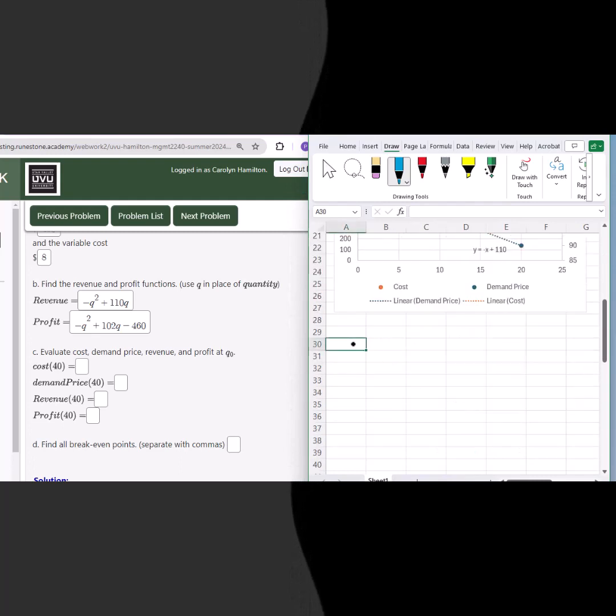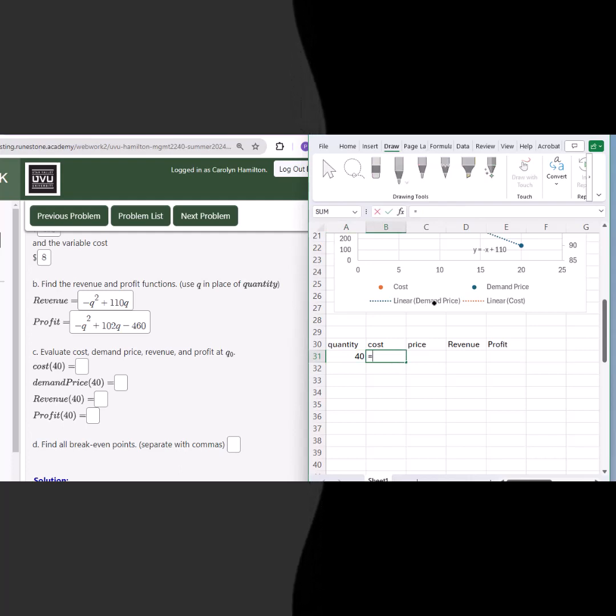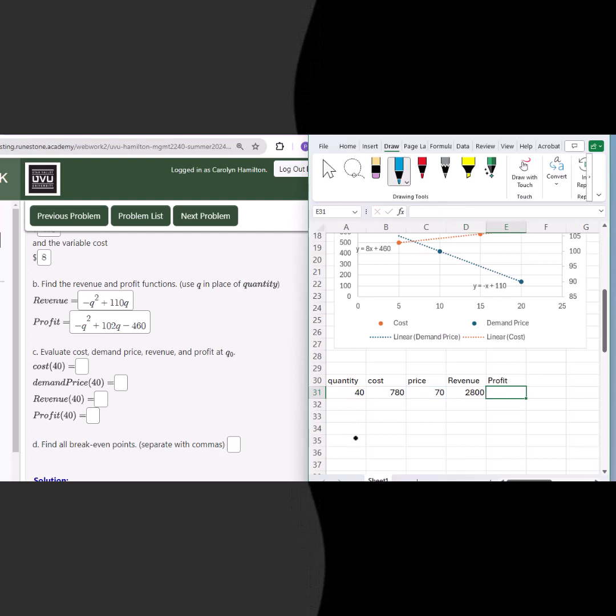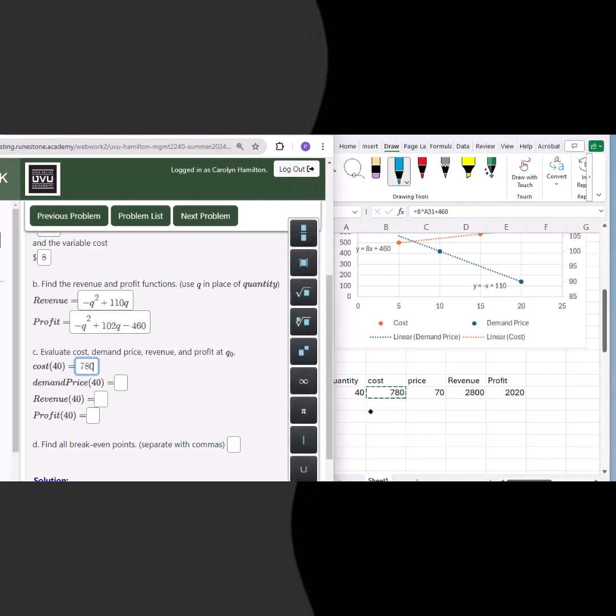Okay. Evaluate each of those at 40 units. Make a chart. Quantity is 40 units. The cost function was 8x, so 8 times the quantity plus 460. The price is negative quantity plus 110. The revenue is price times quantity. And the profit is revenue take away cost. We'll fill in those values.